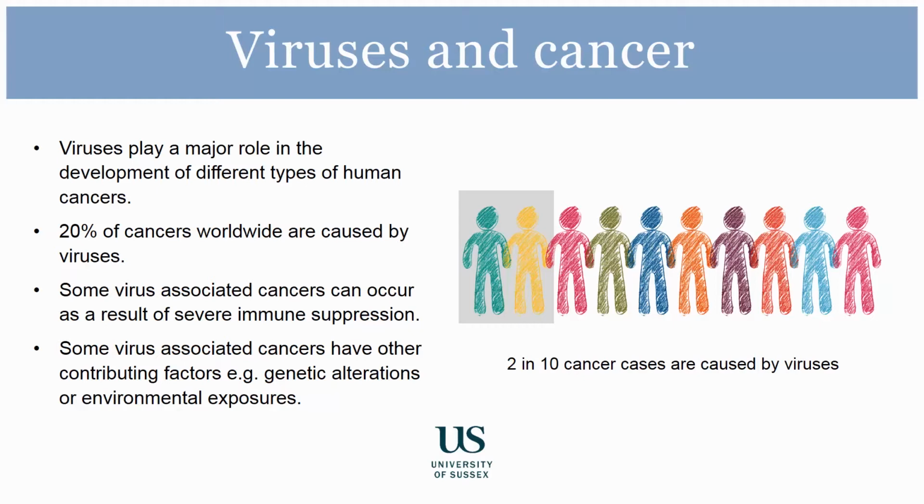We know that some virus-associated cancers occur as a result of problems with the immune system. So as a result of our inability to control the outgrowth of the virus or the virus infection. But other virus-associated cancers have other contributing factors. So there may be genetic alterations in the cells in which the viruses are hiding, or there might be other environmental factors that push those cells towards developing into cancer cells.